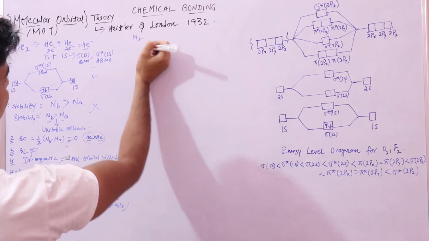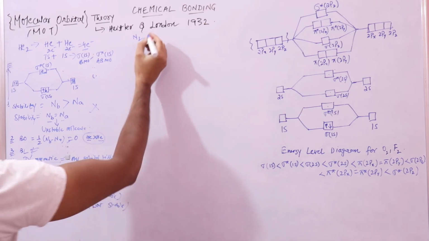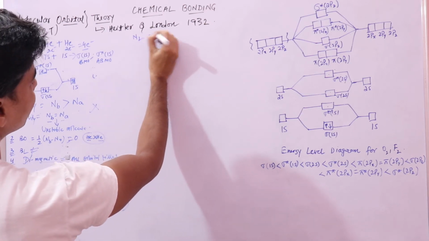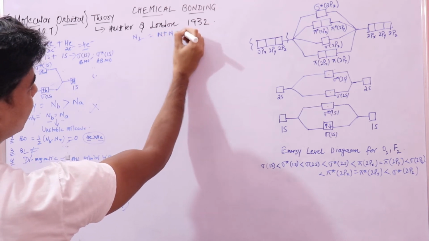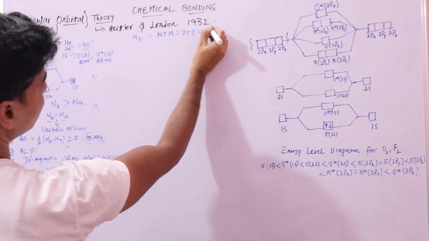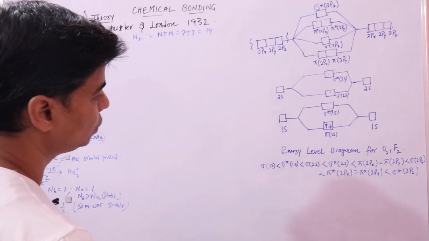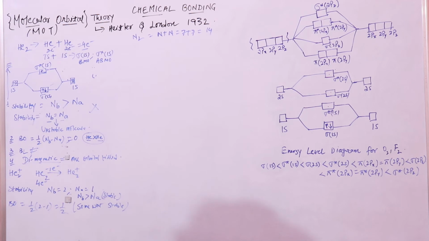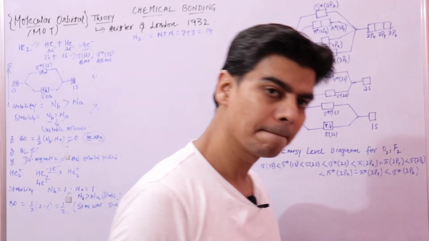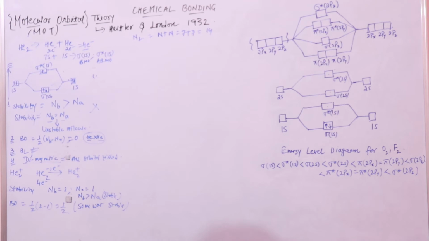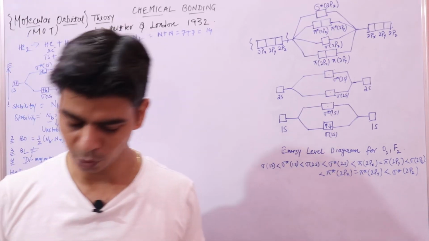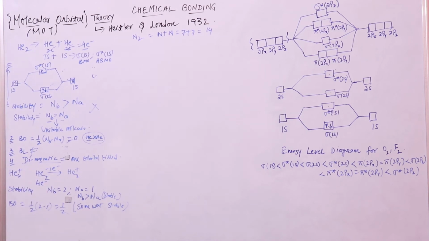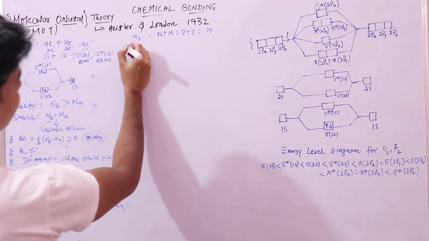Let's take nitrogen, right? We know that nitrogen is formed from 2 nitrogen atoms, and each has 7 electrons. So in total you have 14 electrons. Now you have to distribute these 14 electrons in various orbitals based on this sequence. So let's write down the electronic configuration of the nitrogen molecule.